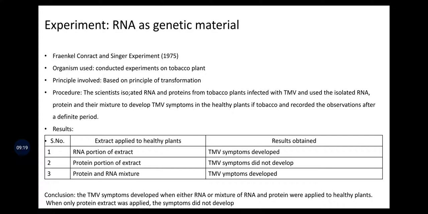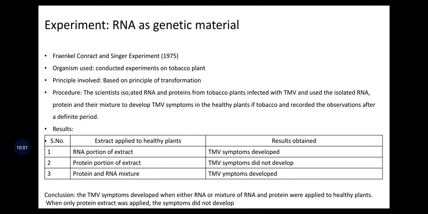They found that by RNA the infection was possible, while by protein it was not. That means with the help of RNA, the infection was made. The results are shown in the table. When the RNA portion of the extract was injected into the plant, TMV symptoms developed. When the protein portion of the extract was injected, TMV symptoms did not develop. But when the protein and RNA mixture was injected into the plant, TMV symptoms developed.